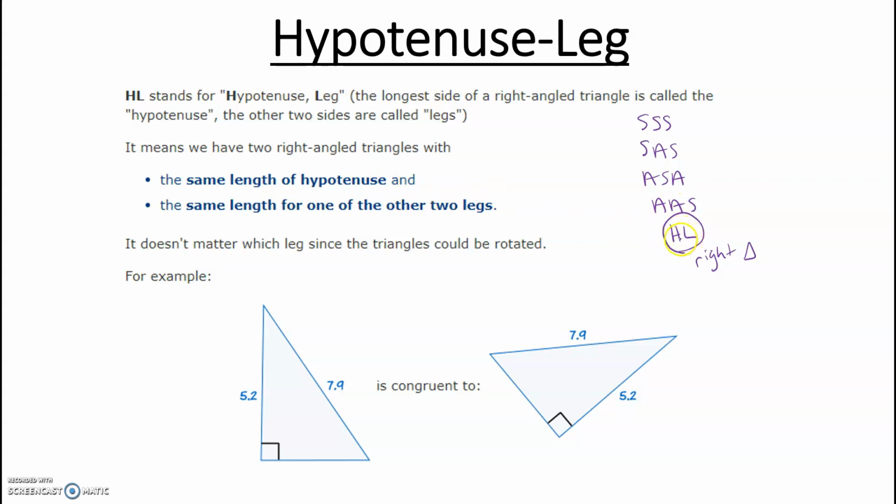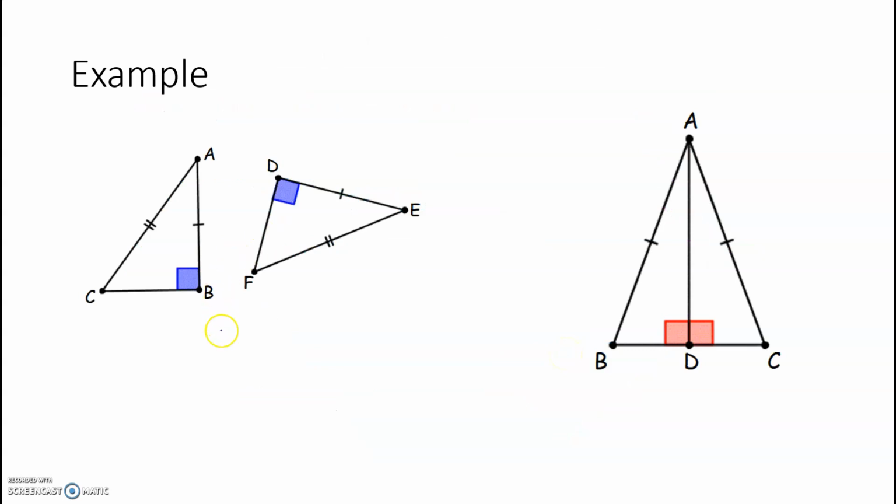But they have to have a hypotenuse in common and a leg in common. In a right triangle, across from your right angle is your hypotenuse, and the other two are called legs. In this one, our hypotenuse is 7.9, so we have a hypotenuse in common, and our legs are both 5.2, so we have a leg in common. So yes, these are congruent by hypotenuse leg. All right, let's look at a couple more examples.